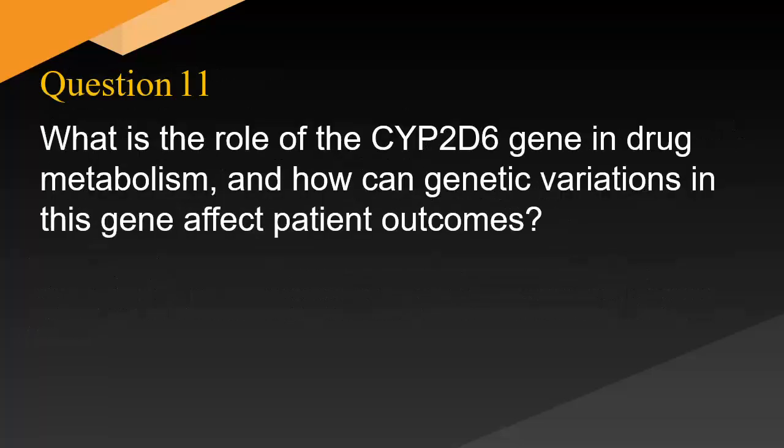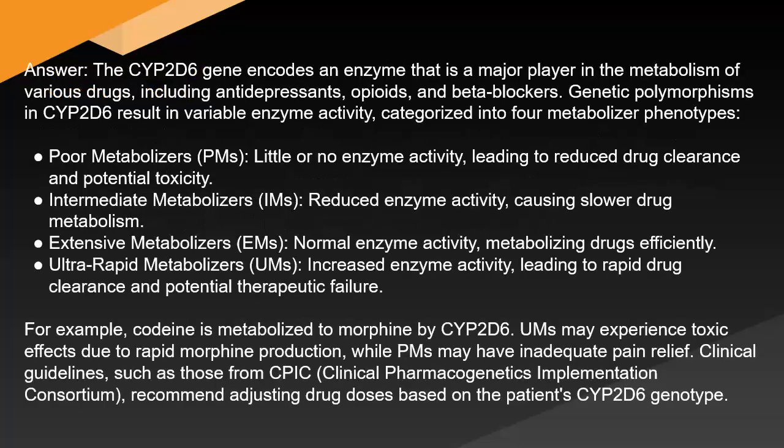What is the role of the CYP gene in drug metabolism, and how can genetic variations in this gene affect patient outcomes? Answer: The CYP gene encodes an enzyme that is a major player in the metabolism of various drugs, including antidepressants, opioids, and beta blockers. Genetic polymorphisms in CYP result in variable enzyme activity, categorized into 4 metabolizer phenotypes. Poor metabolizers, PMs, little or no enzyme activity leading to reduced drug clearance and potential toxicity.